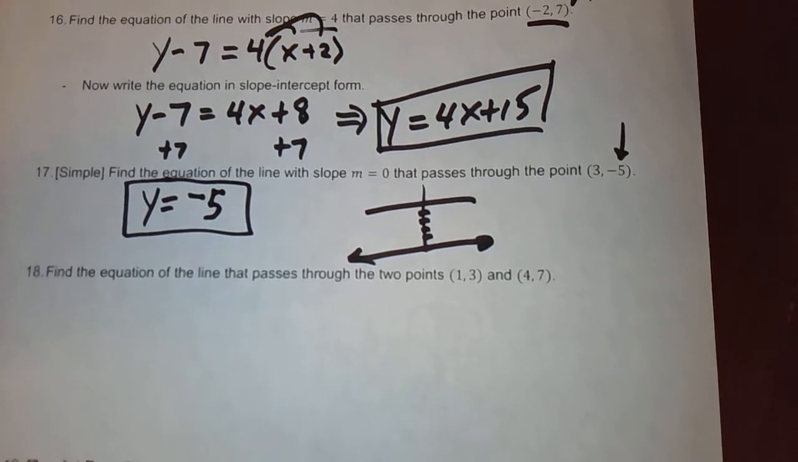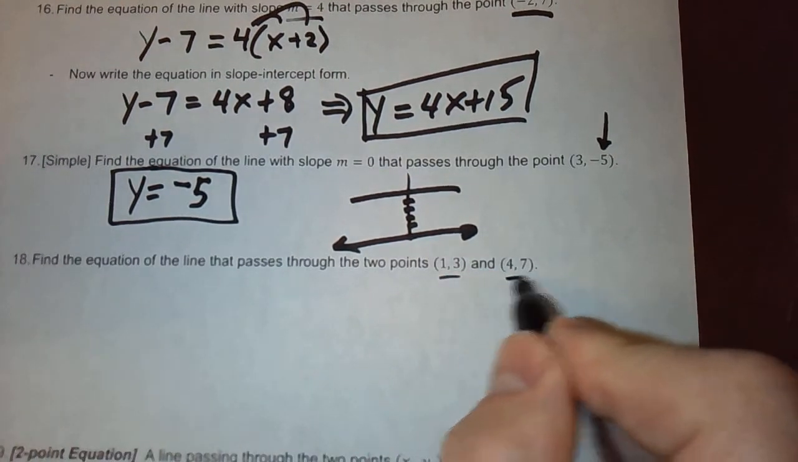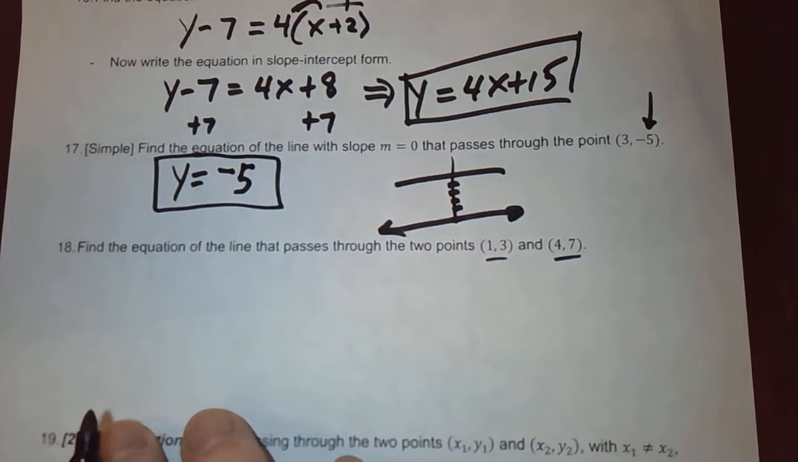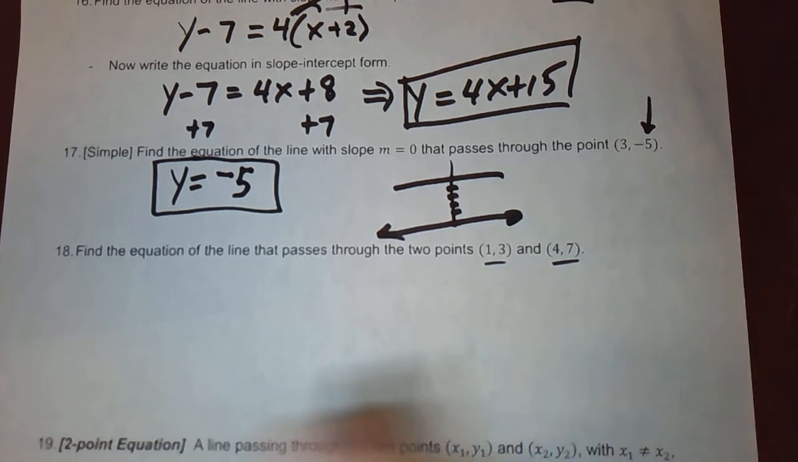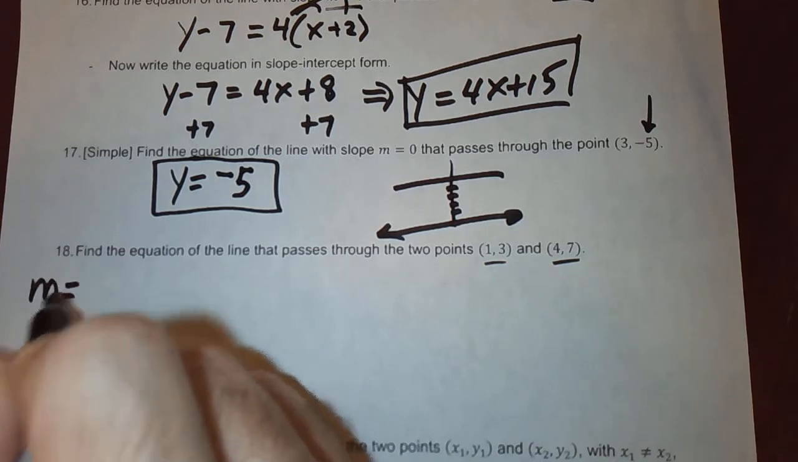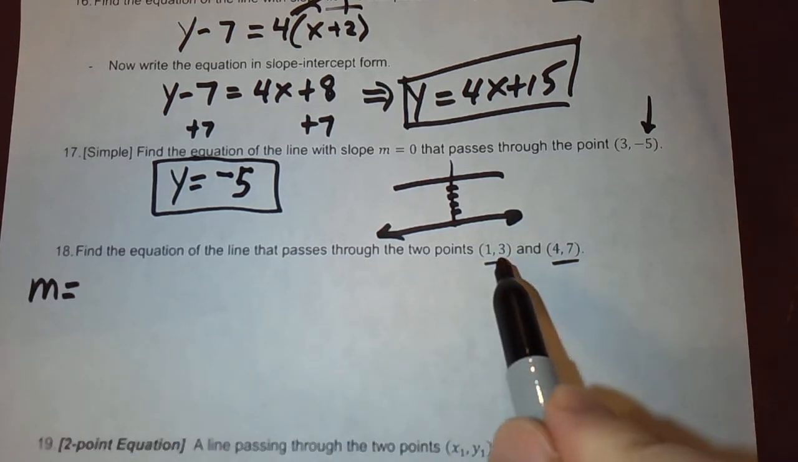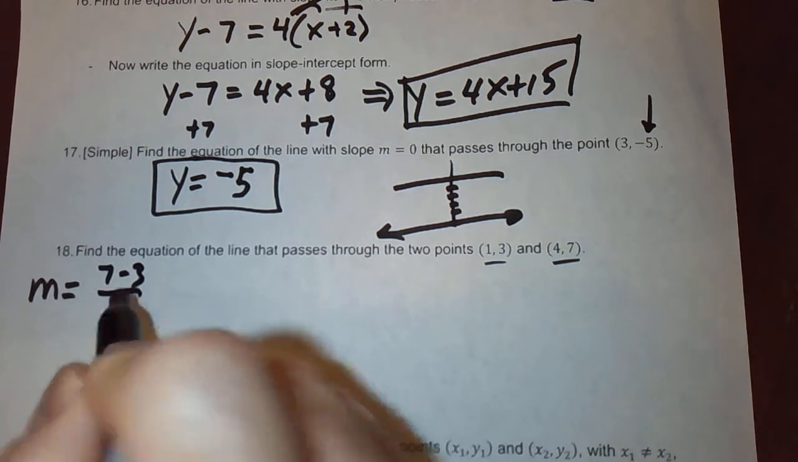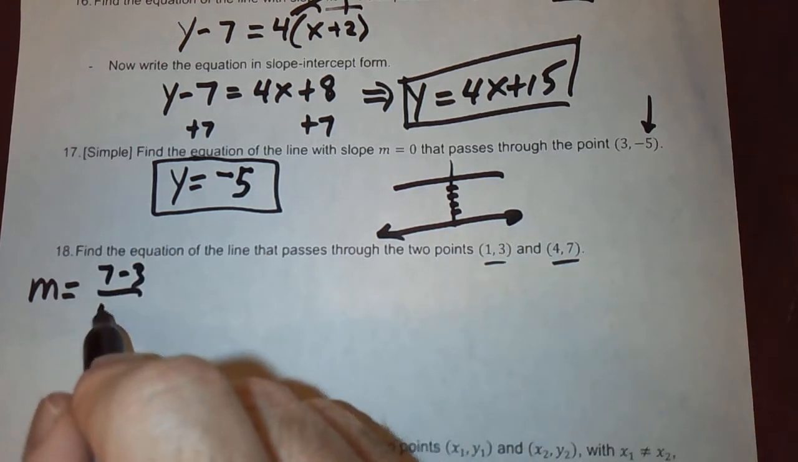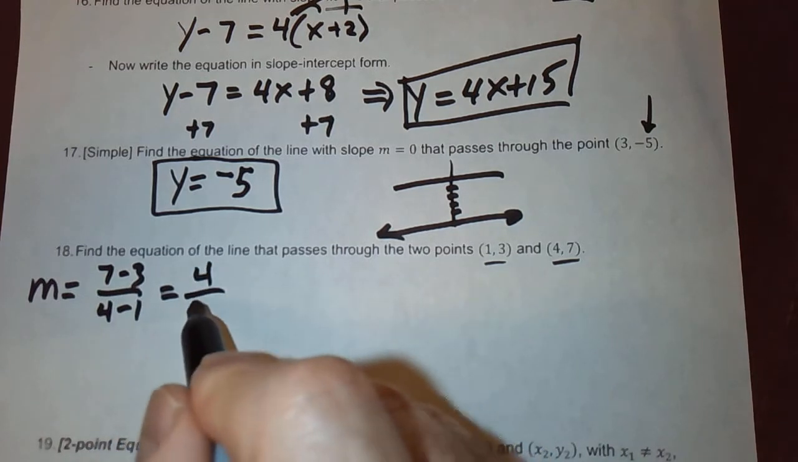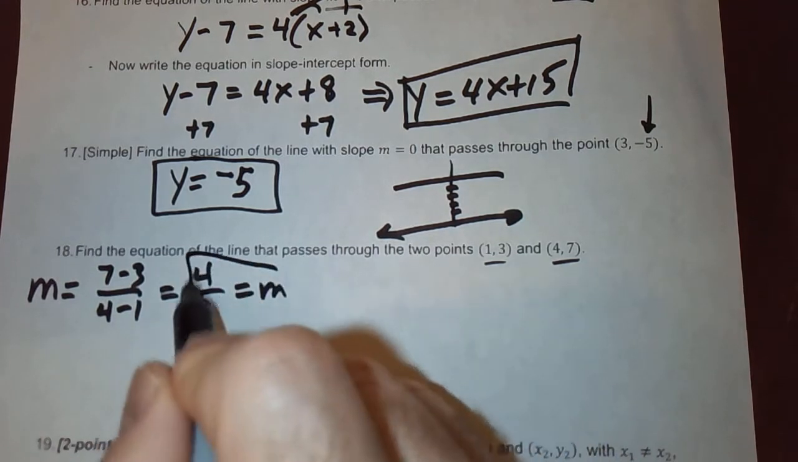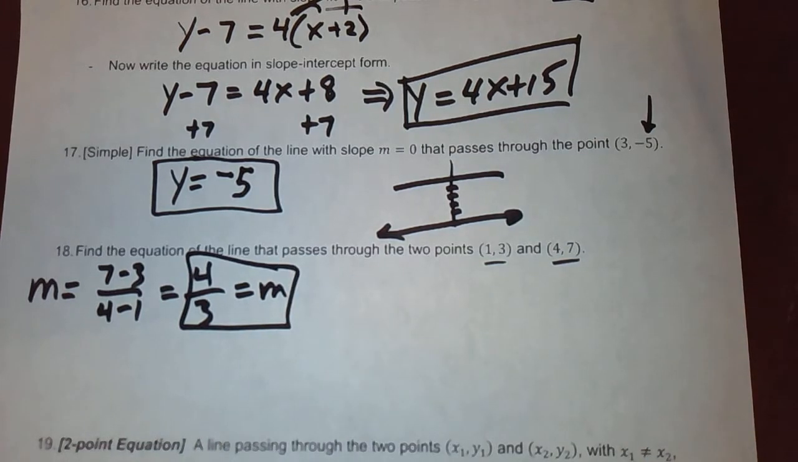Now let's find the equation of the line passing through these 2 points. This is the first one we're doing like this. Maybe we did something similar, but we need to obtain the slope first. So m is equal to 7 minus 3 on top. On the bottom we get 4 minus 1. And that would be 4 over 3. So our slope is 4/3.